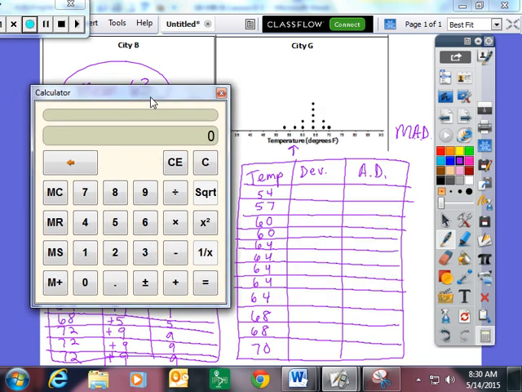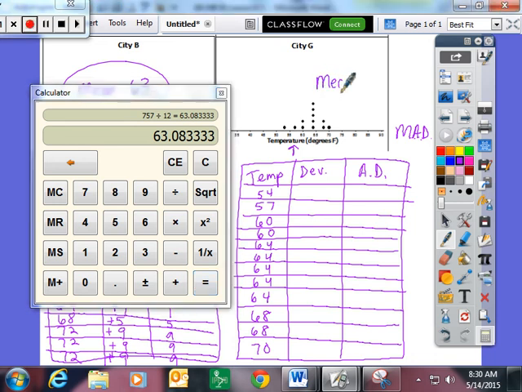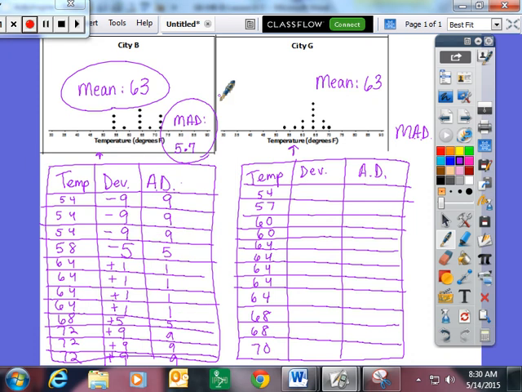Okay, so let's try the same thing with city G. Remember, to find the deviations, the first thing you have to do is add all of these numbers and divide by 12 to find the mean. Okay, so when you add all those numbers, you should get 757. When you divide that by 12, ooh, we also have a mean temperature of 63. Okay, now I'm going to go find the deviations from all of these.